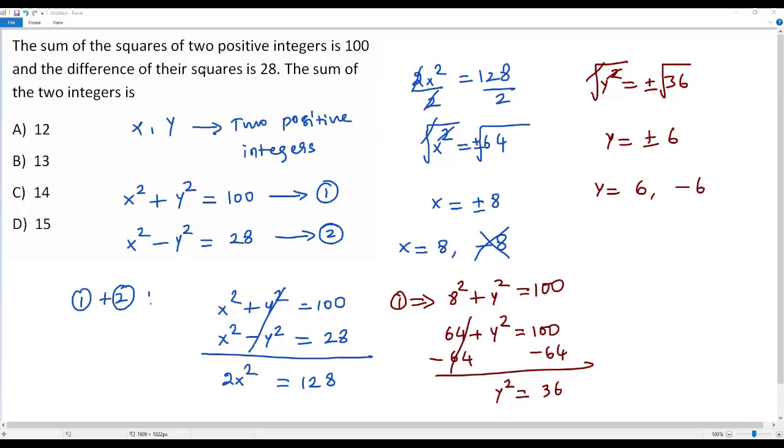I have already seen this reasoning: the two numbers are two positive integers. So y is one of the two positive integers, and it cannot have a negative value according to the question. So we can ignore negative 6. Now I got the values of x and y. We know that x and y represent the two positive integers, and we have to find their sum, so we have to add the values of x and y. This expression represents the sum of the two integers. The value of x is 8 and the value of y is 6, so x plus y equals 8 plus 6, which is 14. So the sum of the two integers is 14. The correct answer choice is option C.